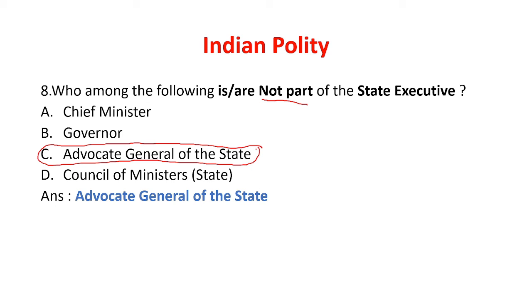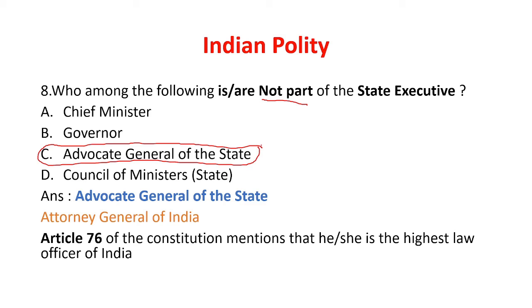Similarly, we have the Attorney General of India. Under Article 76 of the Indian Constitution, it mentions that he or she is the highest law officer of India. Write in the comment section, who is the Attorney General of India?